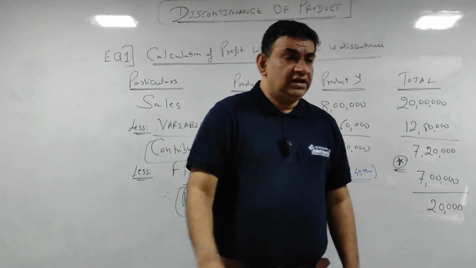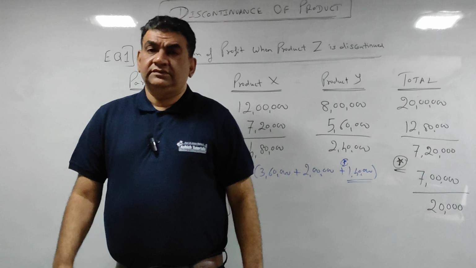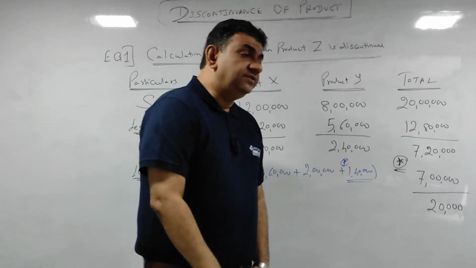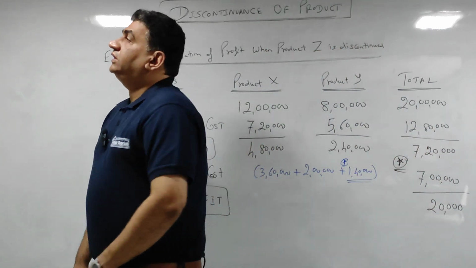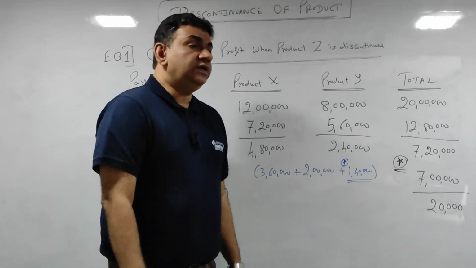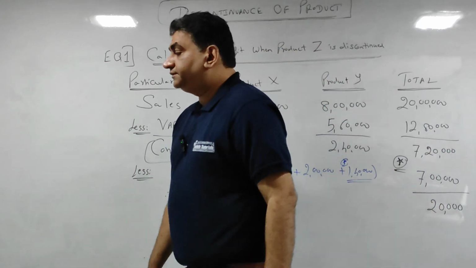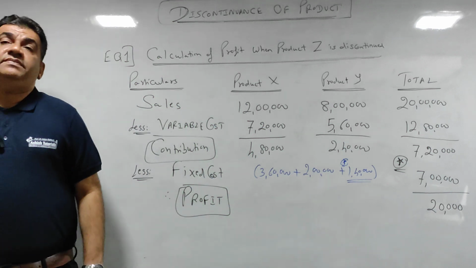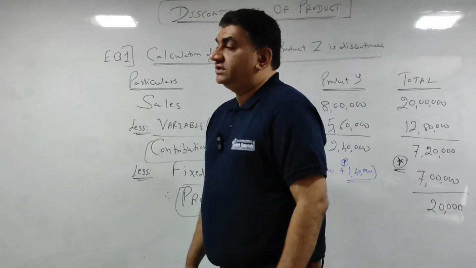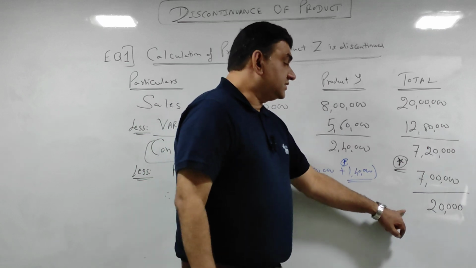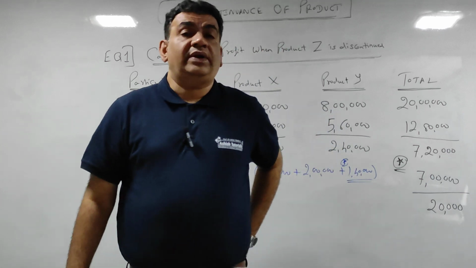Okay, just write down the conclusion. Write: If product Z is discontinued, the total profit will be 20,000 as compared to 1,20,000.